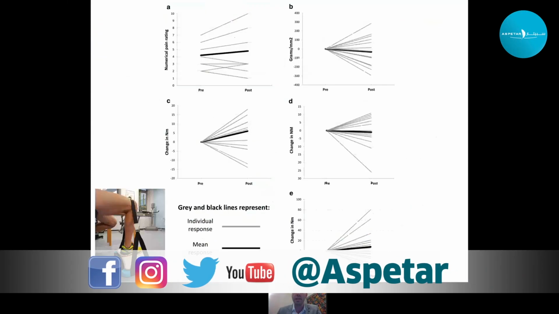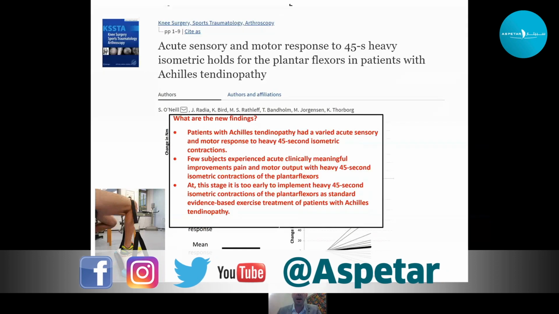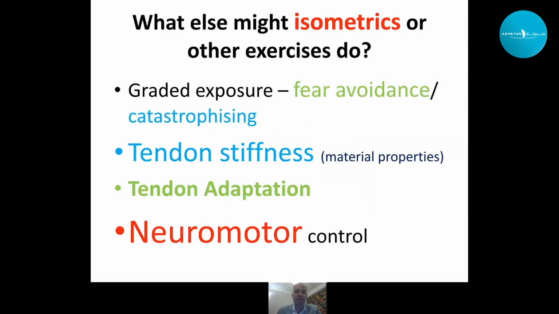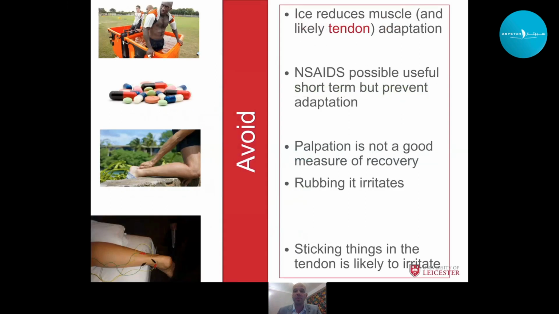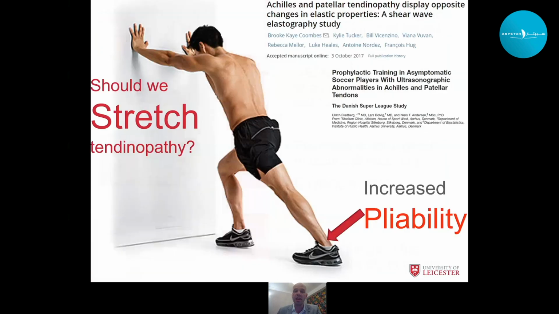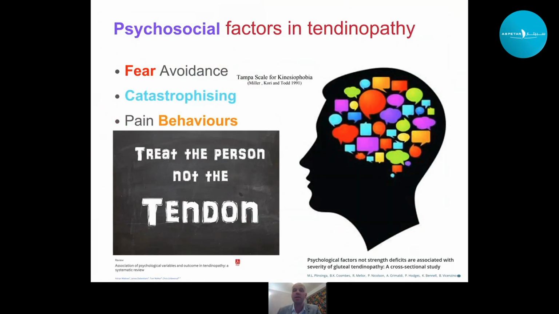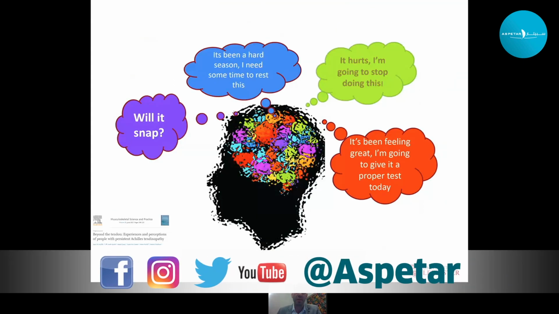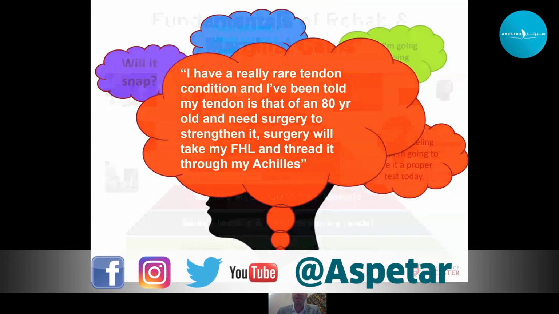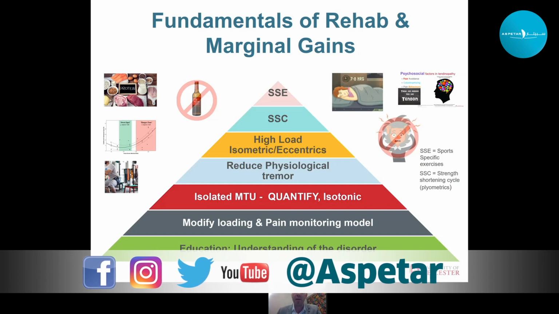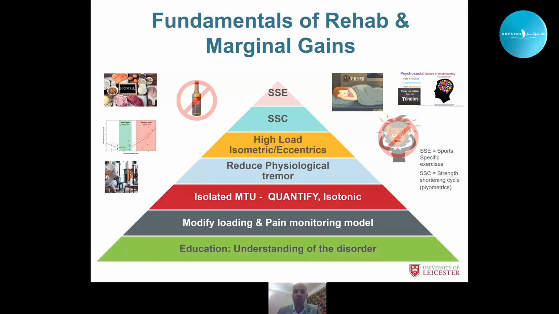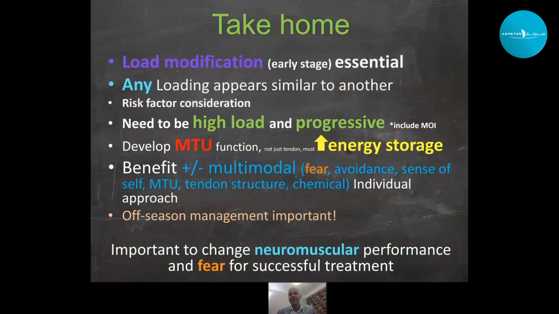Isometrics are probably not all they're cut out to be when we've looked at it, and we shouldn't worry about using it specifically. So don't add in a load of additional things like ice and NSAIDs. Try and avoid those and rubbing the tendons too much. Don't stretch them, and make sure we consider the person when we look at rehab. So basically, they're the big things that we need to think about. And we should look at this progressive rehab all the way through from load monitoring right through to progressive energy storage phases. And they're our big take home.